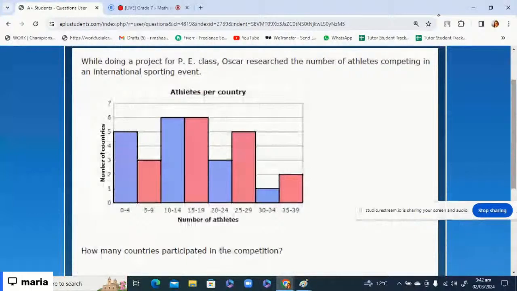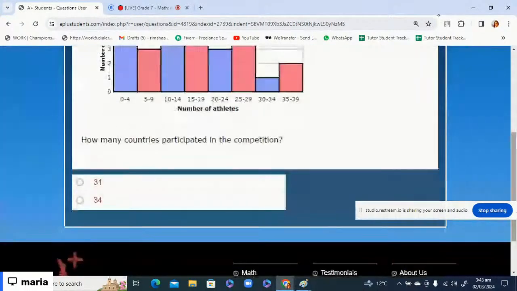5 plus 3 which is 8, then 6 plus 6 is 12, 8 plus 12 is 20, 20 plus 3 that is 23, 23 plus 5 is 28, 28 plus 1 which is 29, 29 plus 2 is 31. Let's check, is there an answer for 31? Yes, there is an answer which is 31.